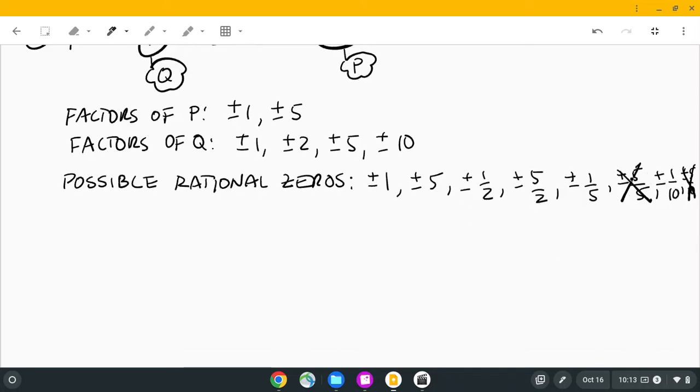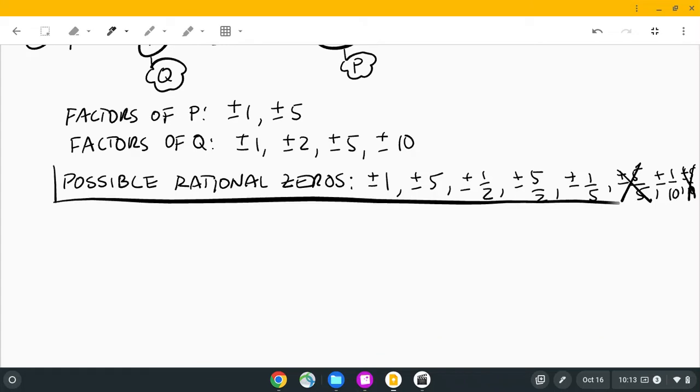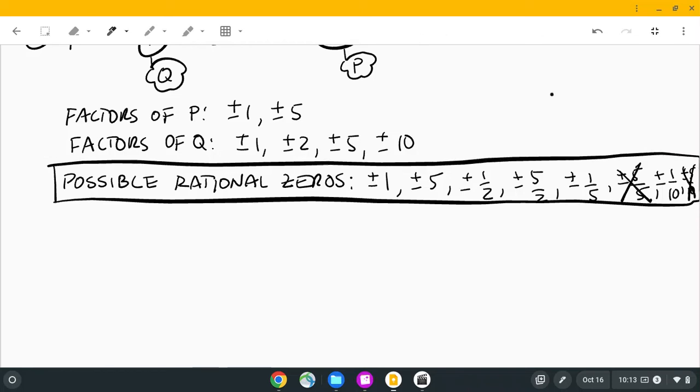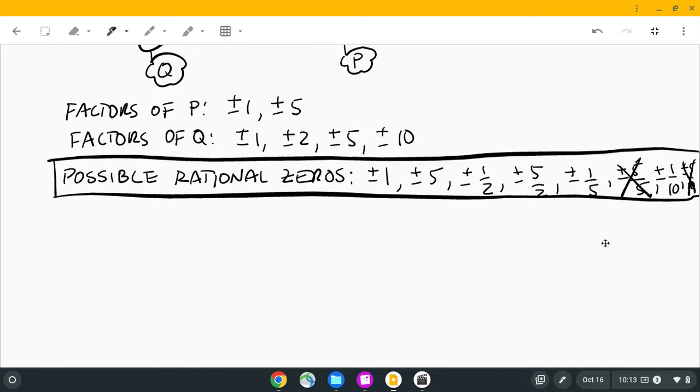Okay, so again, if you reduce it, you don't have to list it again if it's already listed. Hopefully you understand why I cancel this and say we don't need this one, because 5 over 5 is 1, which is here, and 5 over 10 is 1/2, which is already here. Let's do one more, and then you can try it on your own.